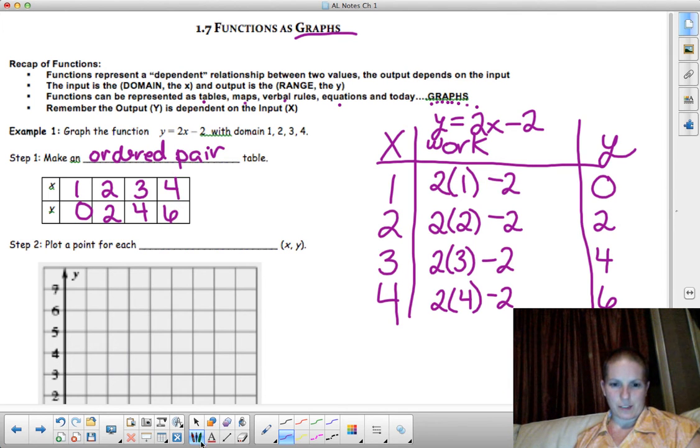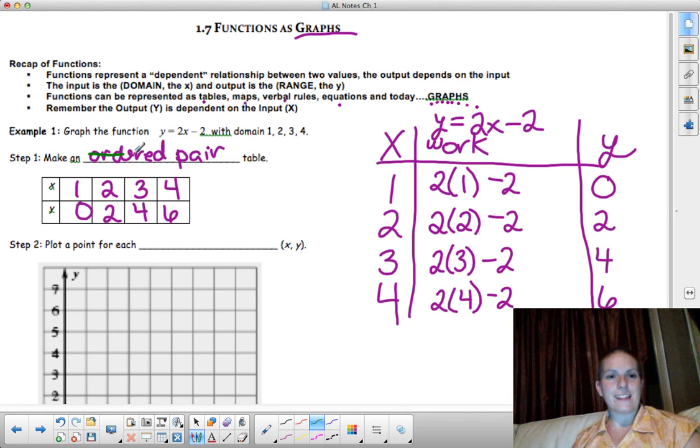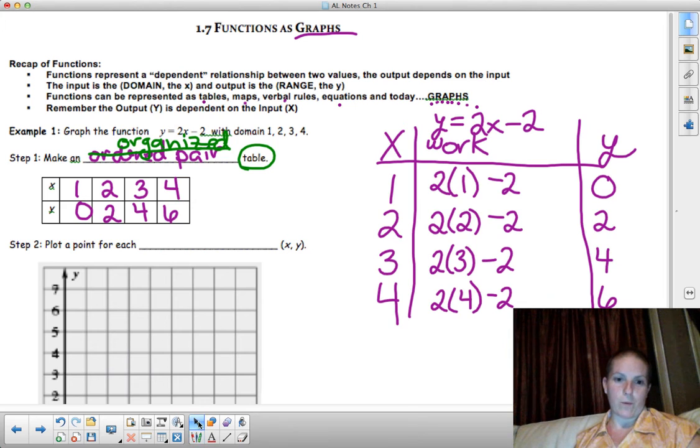And I think in your textbook that instead of saying ordered pair table, they use the word organized. I think that's where this note is taken from. You use that word, organized table, or an input-output table. At any rate, the key word is table. Make a table. That's got to be your first step when we have a graph and we were given a particular domain. Now in step 2, that's where that word ordered pair belongs.